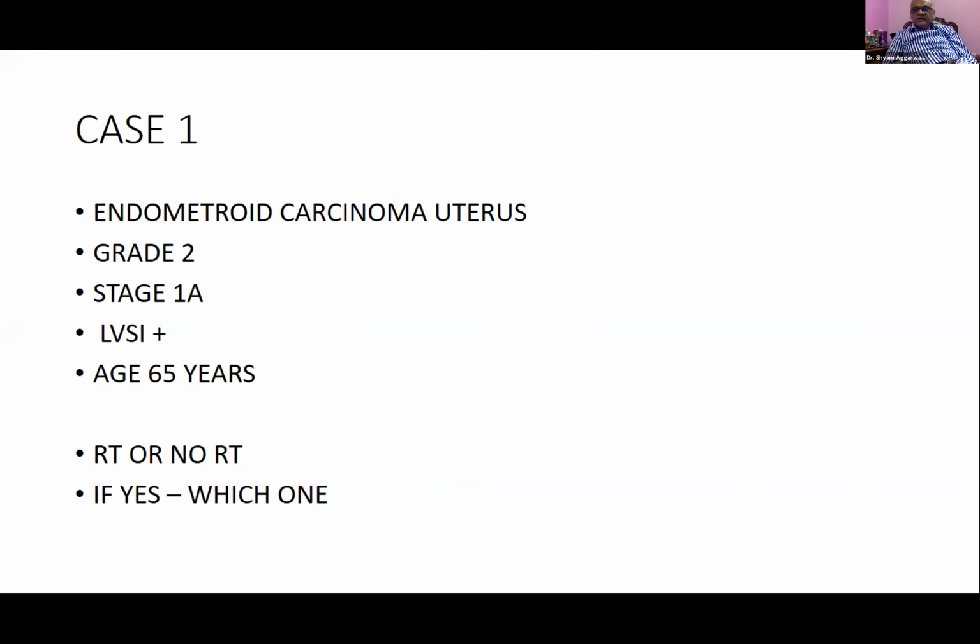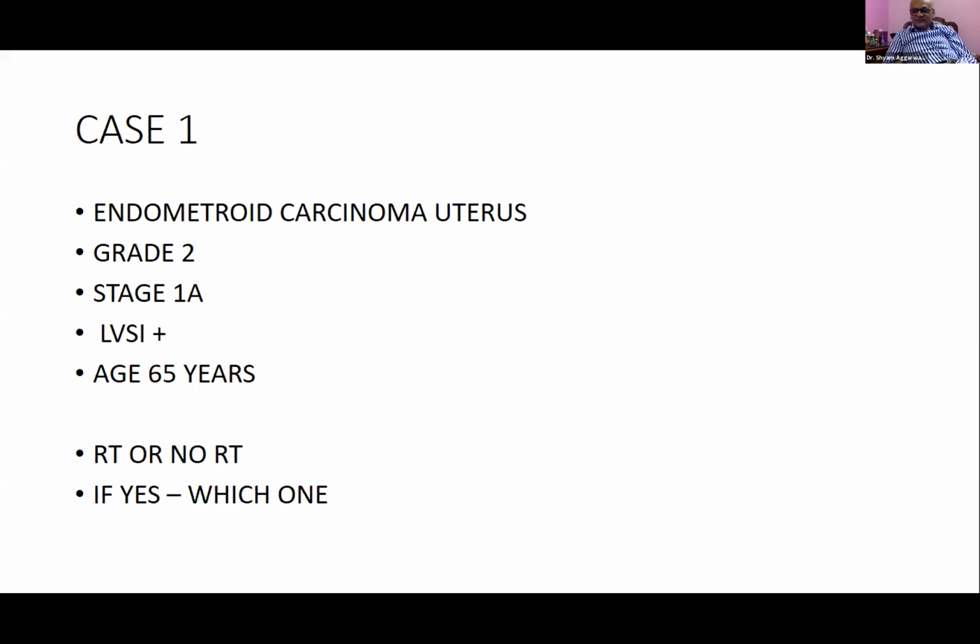Dr. Kannan, do you agree? Yes, I agree on one point. A perfectly staged, grade 2 with LVSI, two risk factors. With these two risk factors and age above 50, as far as GOG 249 goes, they say better err on the pelvic radiation. As far as PORTEC says, better err on vaginal brachytherapy. So both are right. NCCN also says for such a case that we should give just vaginal brachytherapy.